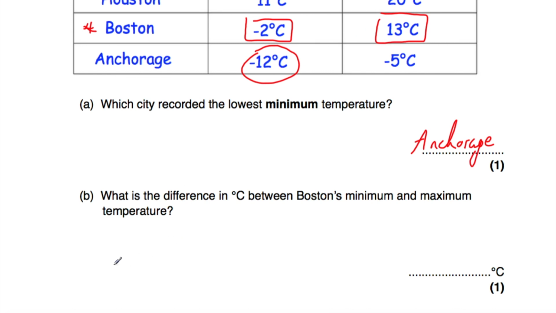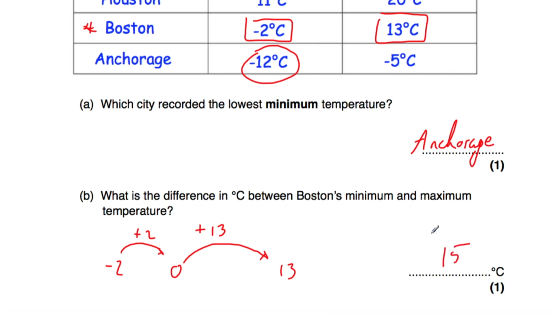I like to think of it like this. I like to think of -2 and how we would get to 13. So to get from -2 to 0, we would add 2. And to get from 0 to 13, we would add another 13. So that means to get from -2 to 13, we would add 15. So that means that the difference between the minimum temperature and the maximum temperature would be 15 degrees Celsius.